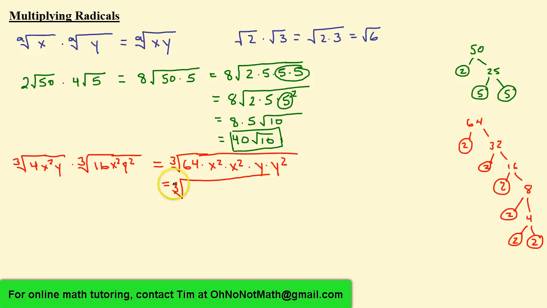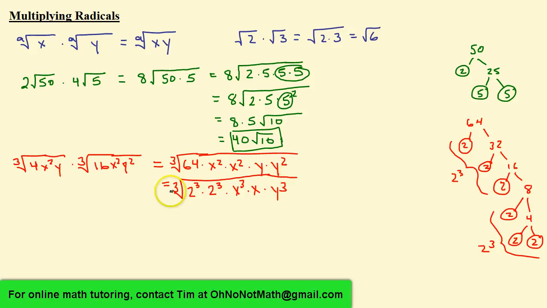All right. Now, since I have a cube root here, I'm looking for perfect cubes. So 2 times 2 times 2 is 2 cubed. And then I have 2 times 2 times 2 here. That's 2 cubed. So I can write 64 as 2 cubed times 2 cubed. Okay, here I have x squared times x squared, which equals x cubed times x, and here I have y times y squared, which equals y cubed.